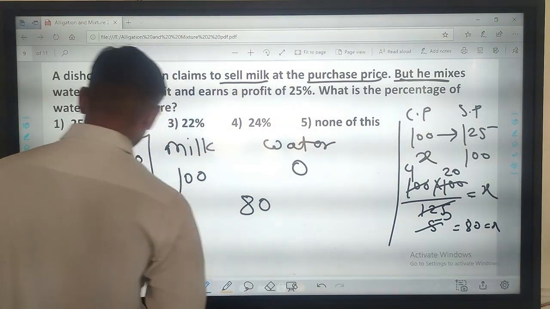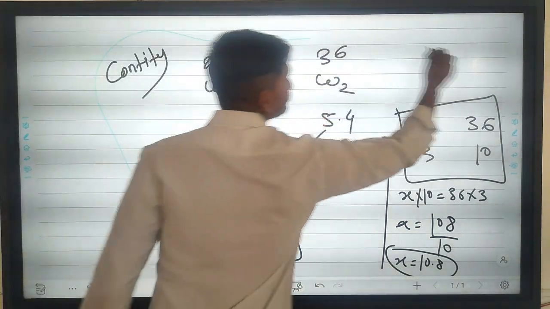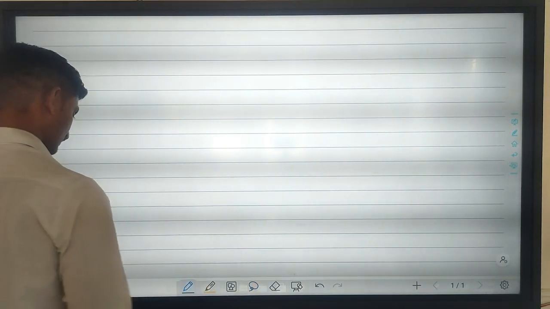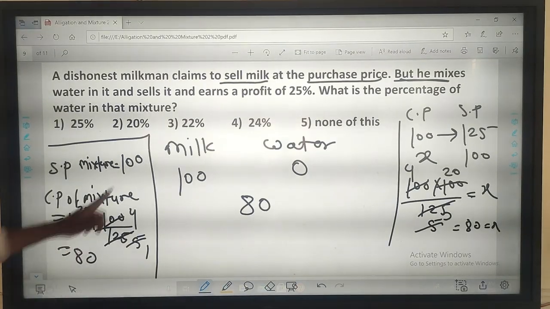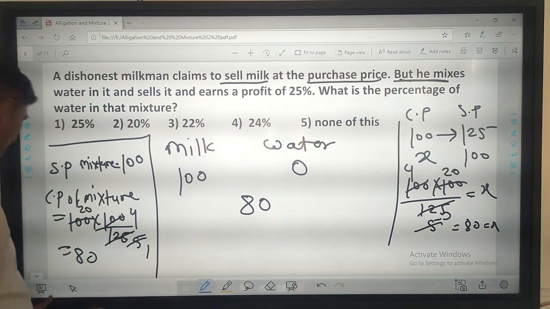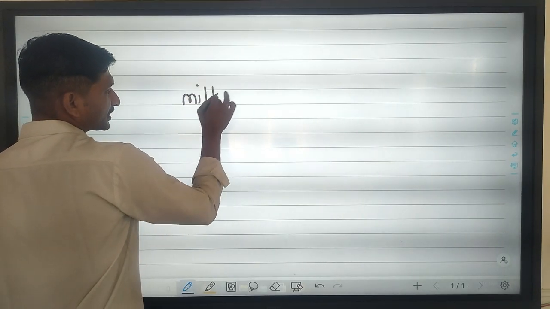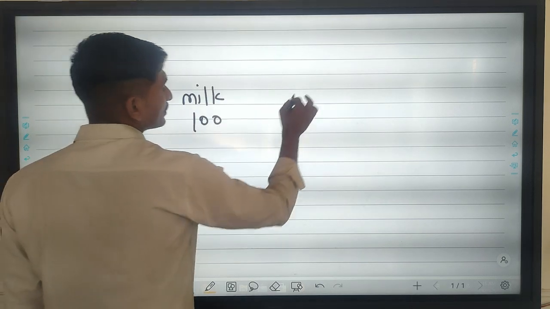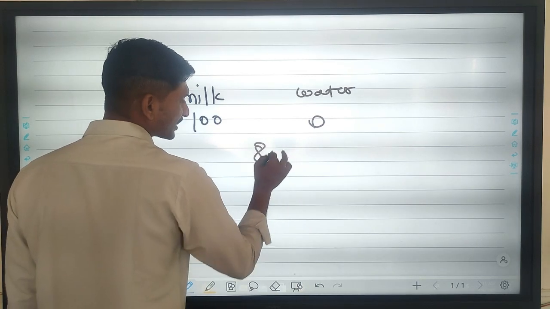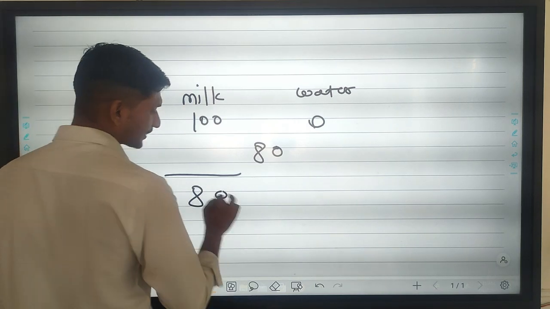Now we will solve. The cost price of the mixture is 80. Here milk is 100 rupees, water is 0 and the mixture is 80. Now write the subtraction of these two here.